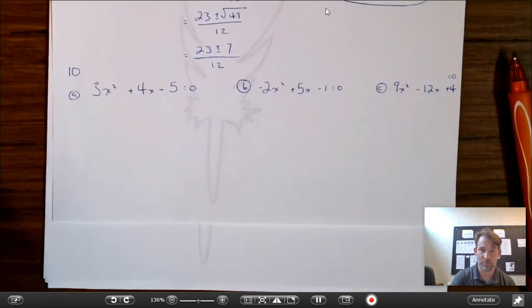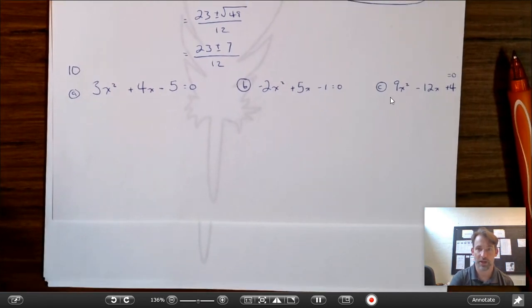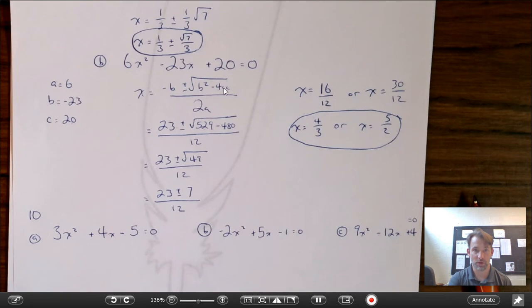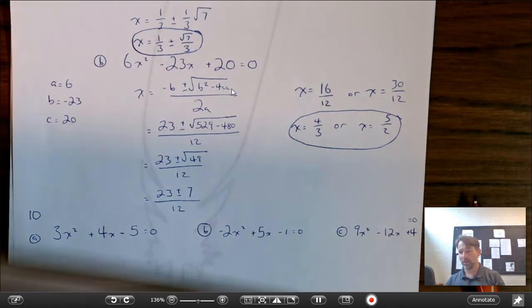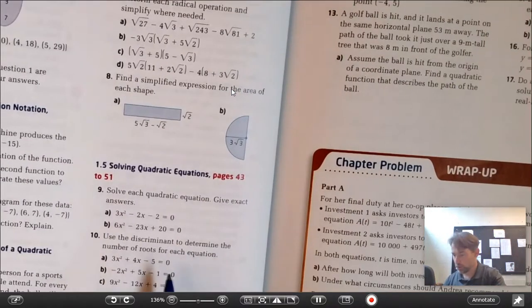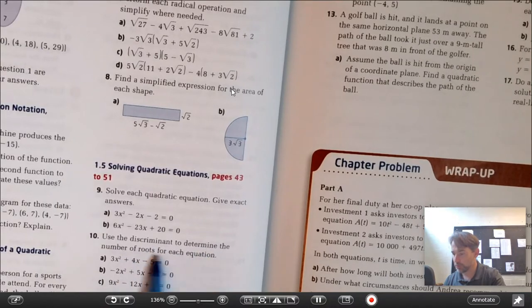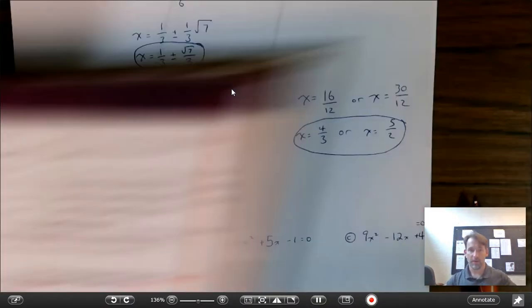Okay, now this next question, number 10, has just asked us to use something called the discriminant to determine the number of solutions to these quadratics. Okay, they're all equal to 0. I just ran out of space on that one. So here, the discriminant is part of the quadratic formula. It's there, b squared minus 4ac. And here we've been asked to use the discriminant to determine the number of roots for each equation.